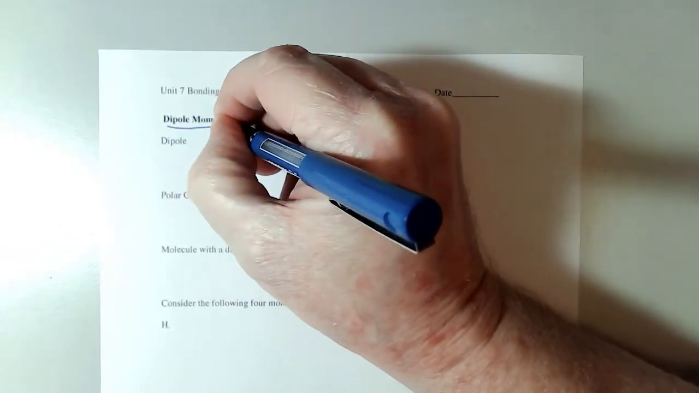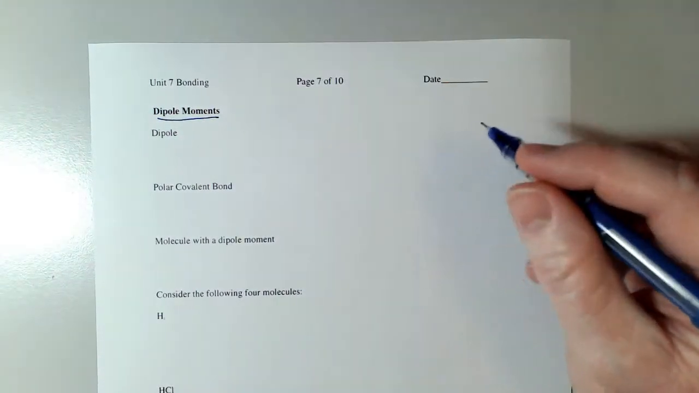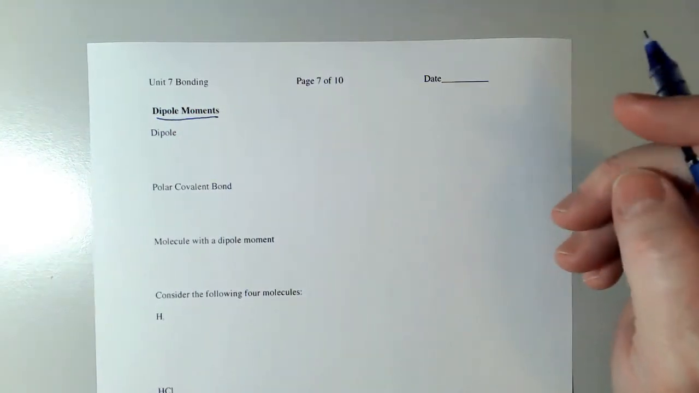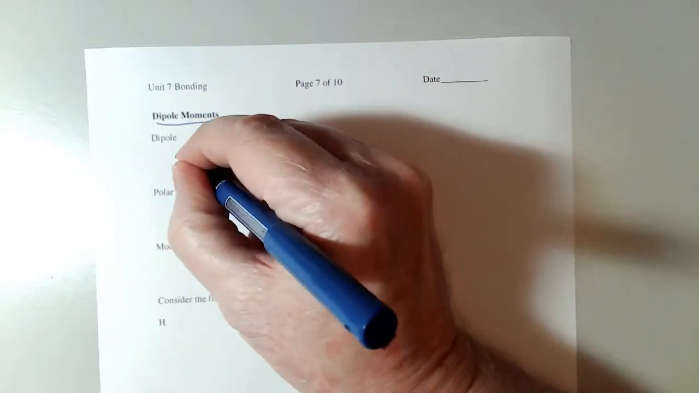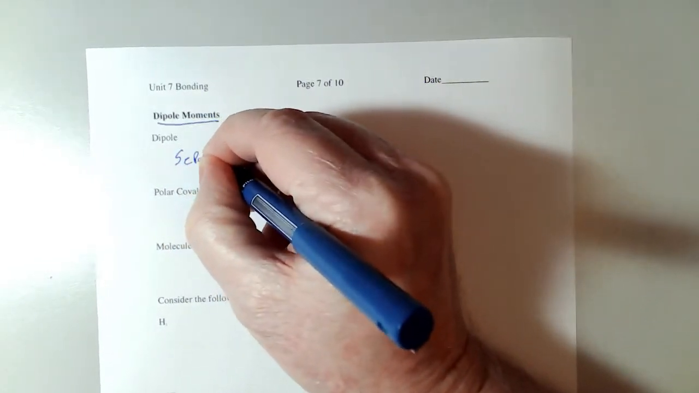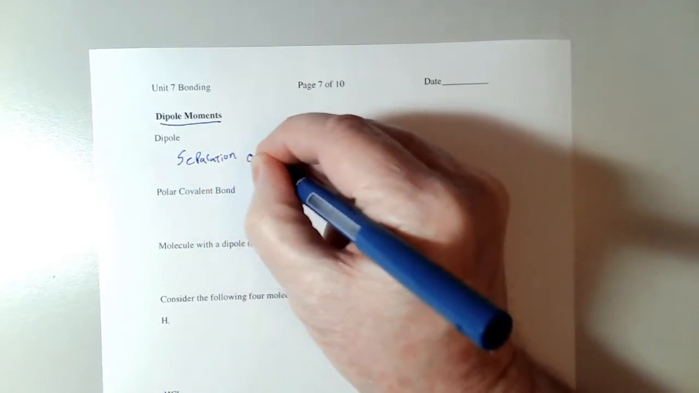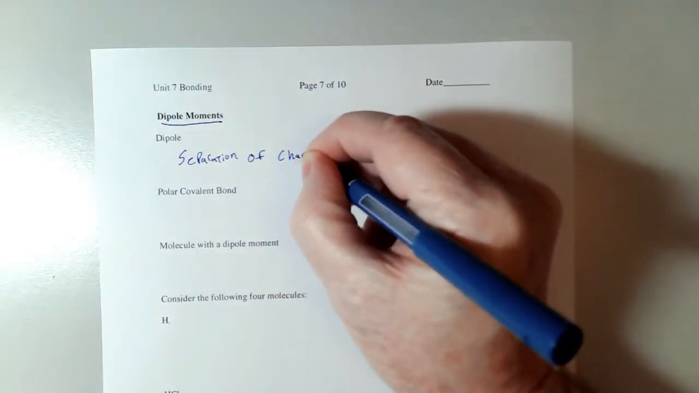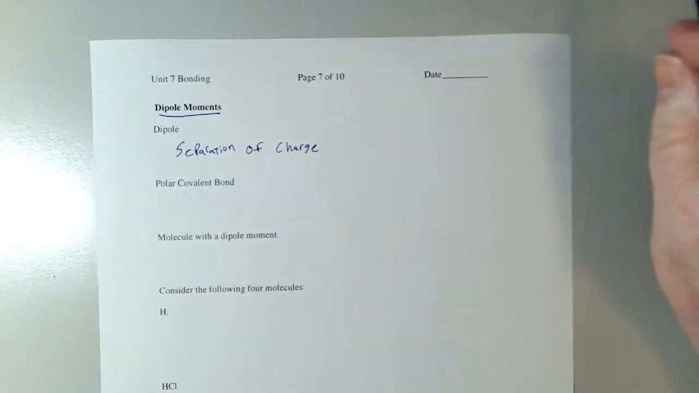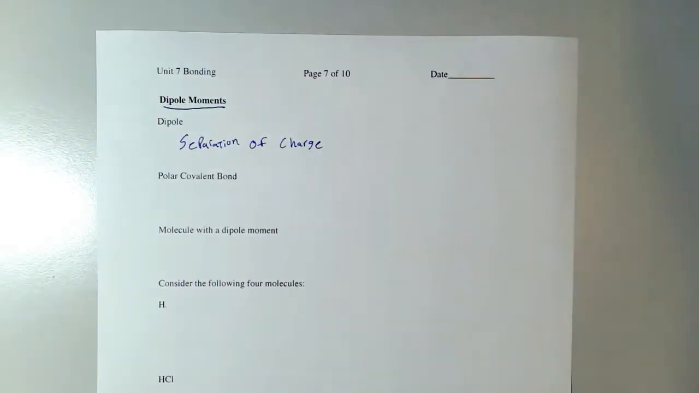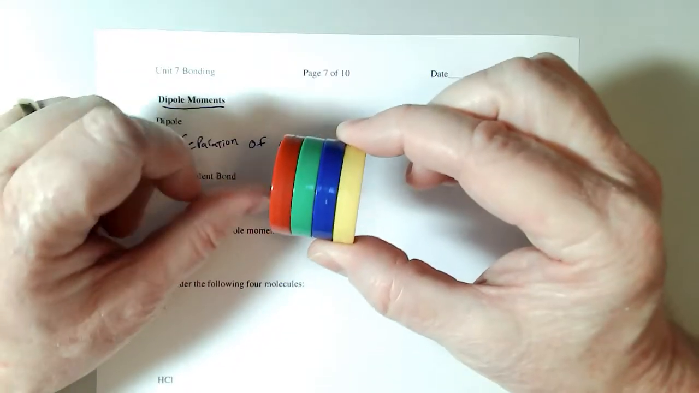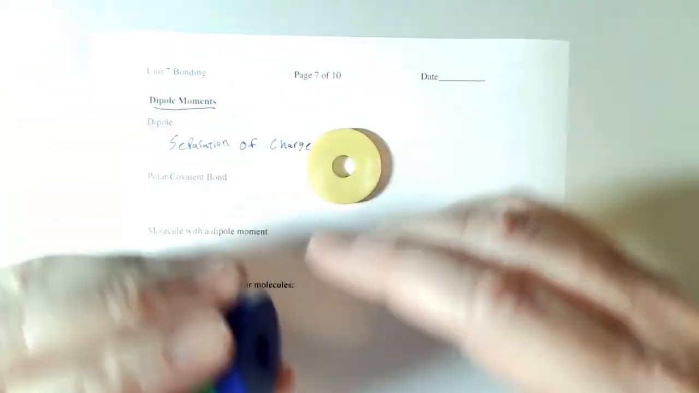We are moving on to page 7 of the bonding outline, and we're going to talk about dipole moments today. According to my physics textbook, a dipole is a separation of charge. The only way that can happen is if you have two different charges, hence we call it dipole. The greatest example, of course, would be magnets. Magnets have a permanent dipole moment.